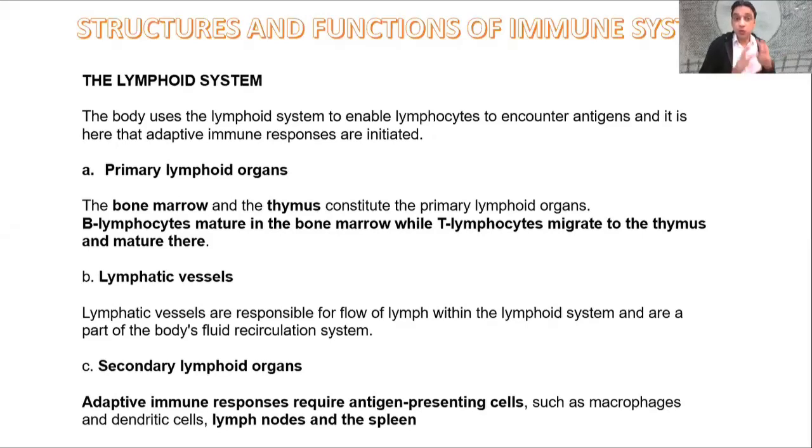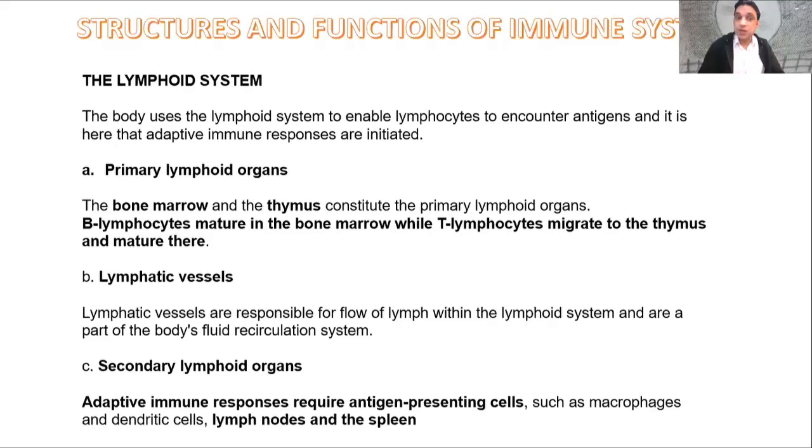The first part of the lymphatic system is called the primary lymphoid organs. The primary lymphoid organs are the source of lymphocytes. The place where lymphocytes are produced is the primary lymphoid organs. And you know, one is the bone marrow, the other is the thymus. They are the primary lymphoid organs.